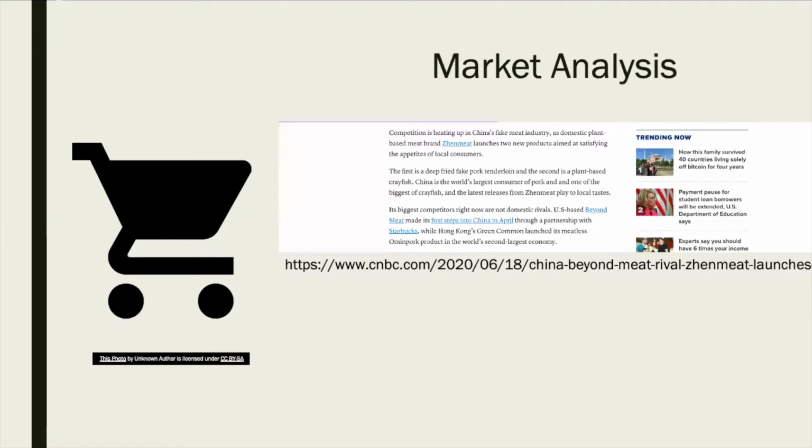And competition is heating up in China's fake meat industry as domestic plant-based meat brand Zen Meat launches 2 new products aimed at satisfying the appetites of local consumers. Although there's not much competition, there is some, such as Zen Meat. So we want to move fast. We want to campaign our products fast. We want to get in touch with our customers fast, so we can retain more customers than them.